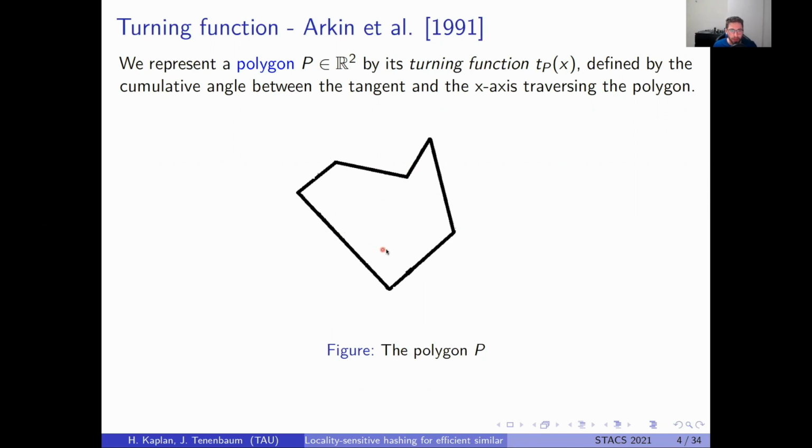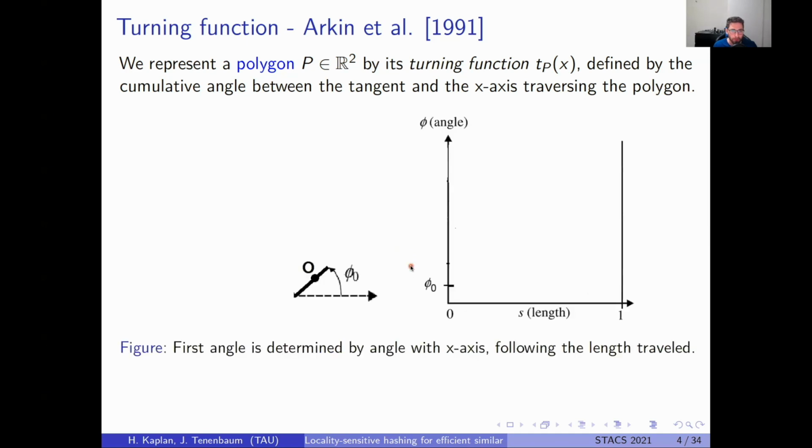Let's see how this polygon's turning function looks like. We start with the polygon P, then we scale it to unit perimeter. Then we define the reference point O, where we start tracking the turning function from. To the left, we'll be tracing the circumference of the polygon P, and to the right, we'll track how the turning function changes. Initially, right after we start after O, the angle that's created with the x-axis is phi 0, so the initial turning function value is phi 0.